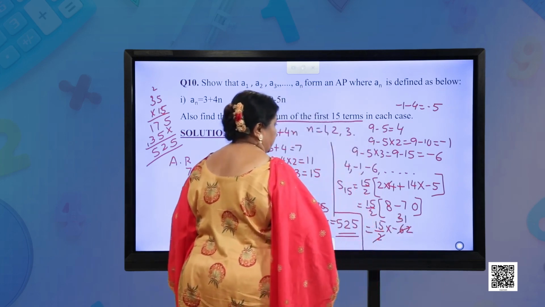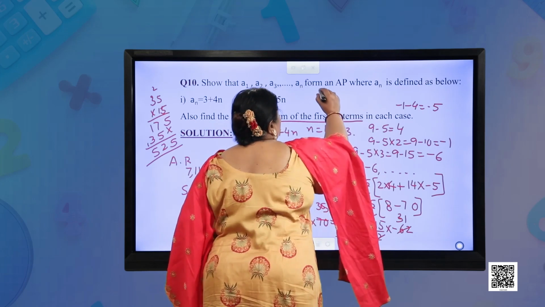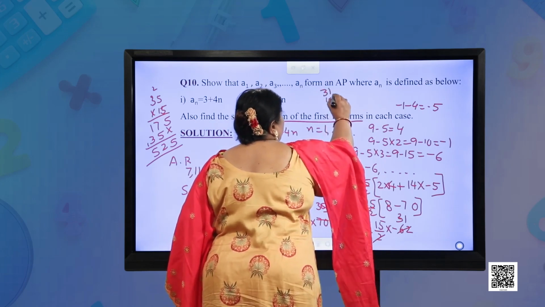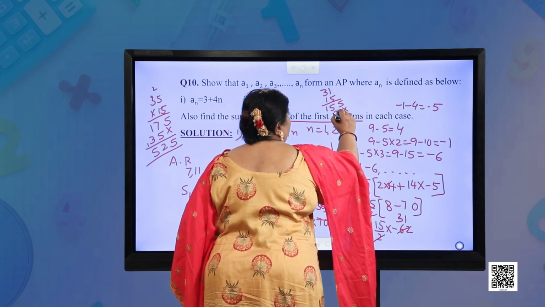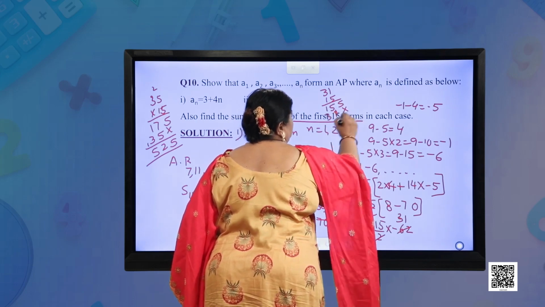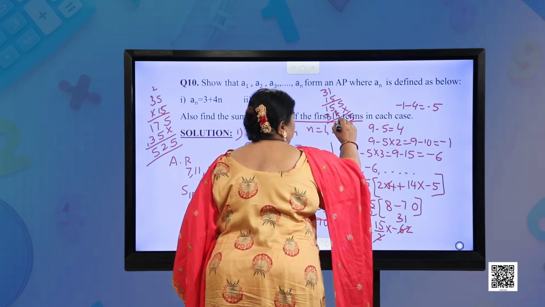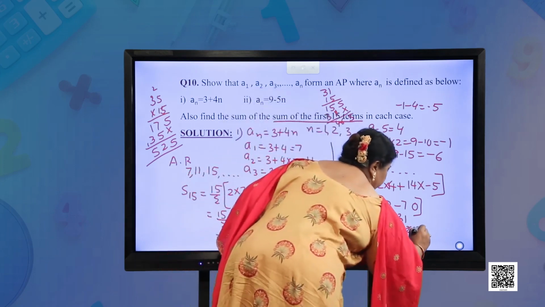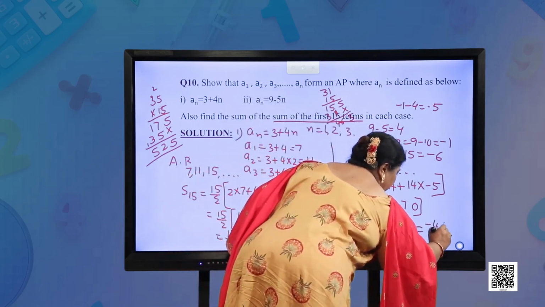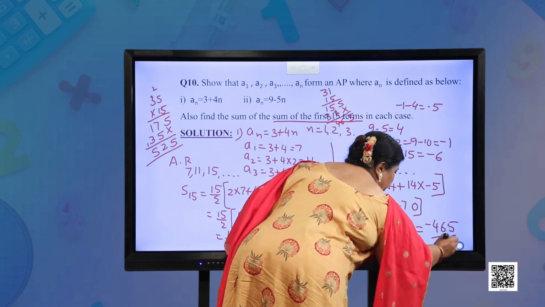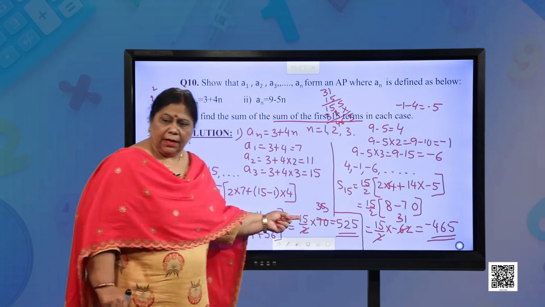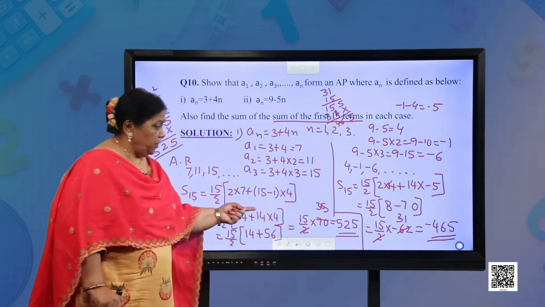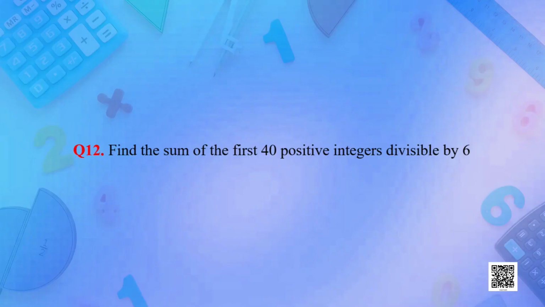What is 31 into 15? 3 5s are 15, 1 and 3. So, I get 5, 6, 4. Yes, 465 with a minus sign. So, minus 465 is the sum of 15 terms of the given AP. I hope it is clear. So, let us do the next one.